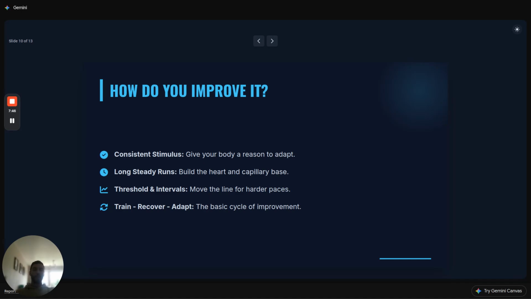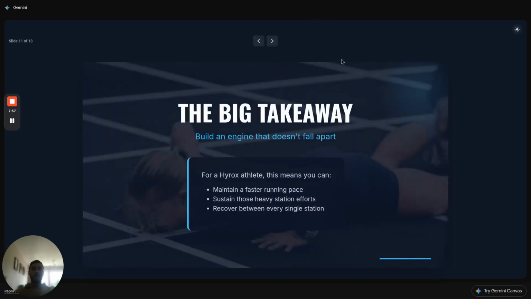Then you recover and give it that same stimulus again, and then over time, your cardiovascular system and your muscles become better equipped to produce energy aerobically. So essentially, if you take one thing away from this video, let it be this: your aerobic system is a whole body system that allows you to produce energy using oxygen. It starts with your lungs getting oxygen into your blood. Your heart and blood vessels deliver that oxygen, your muscles extract and use it, and your mitochondria use oxygen and fuel to produce ATP.